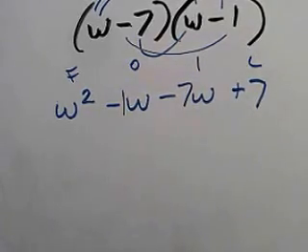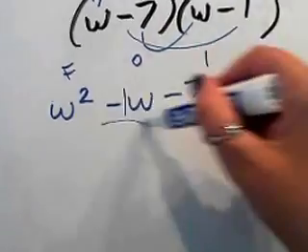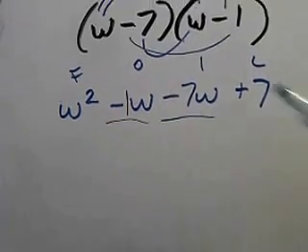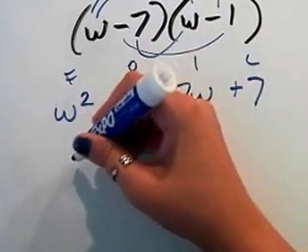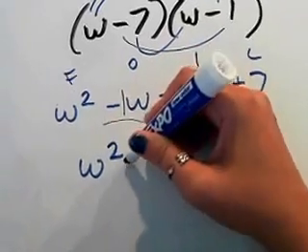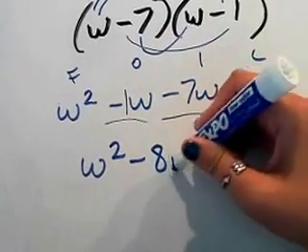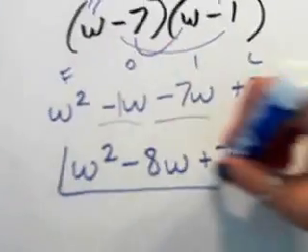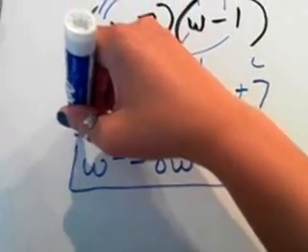And so now if we're trying to get like terms together, this -W and this -7W, we can add, they're both telling us how many W's. So -1 and -7 gives us -8. W plus 7.